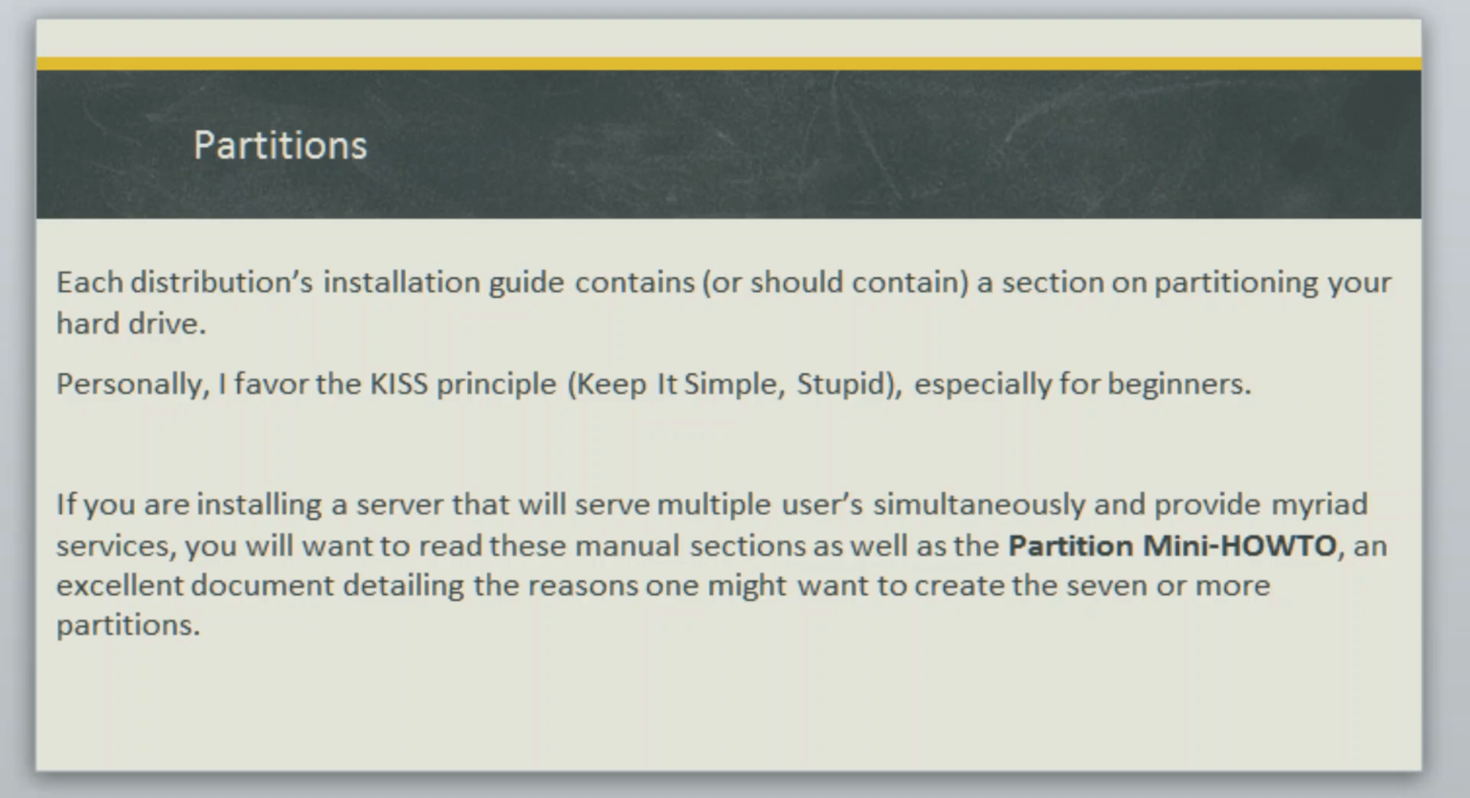We saw on our server, or our VirtualBox, we even just let it do it automatically. That's going to be the easiest way to do it. So if you are installing a server that will serve multiple users simultaneously and provide a myriad of services, you will want to read the manual sections as well as the partition mini how-to. This is an excellent document detailing the reasons one might want to create the 7 or more partitions. That's a good document to read to actually see how to install each partition on your hard drive. In our case, on VirtualBox, I went ahead and did it for us.